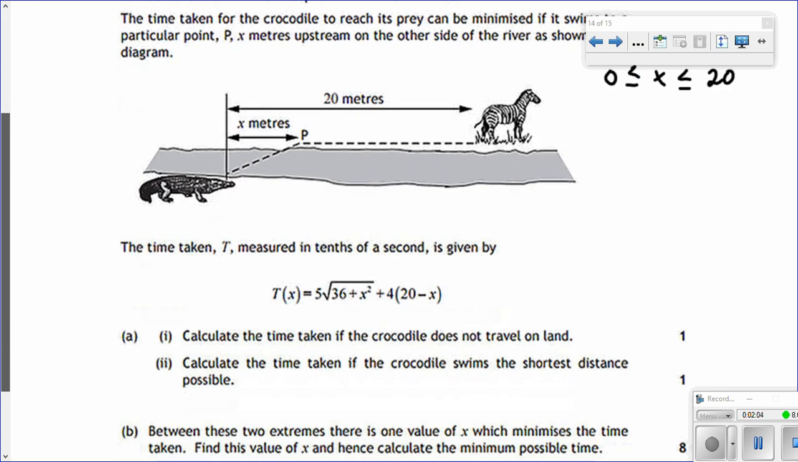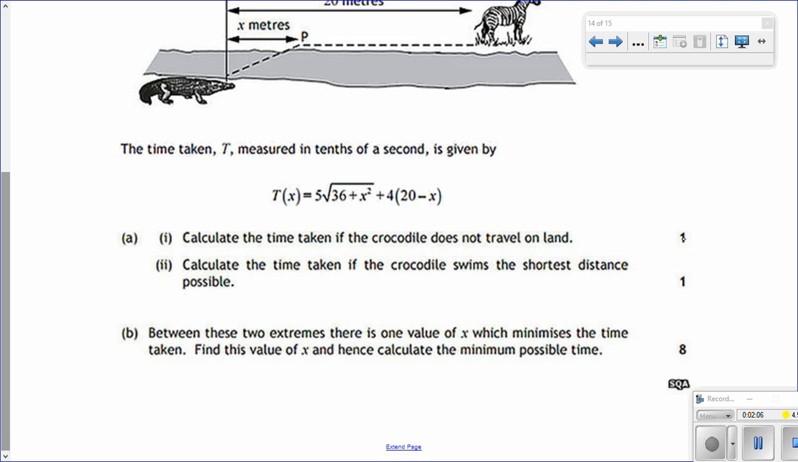Now take a look at the marks associated with this: 1, 1, and 8. So A has two parts to it. Not only is the diagram given, the actual function for T is given in the question. There's not a whole lot of work to do except math. I think the issue with the question was just the wording of the question and what was being asked in some of these questions.